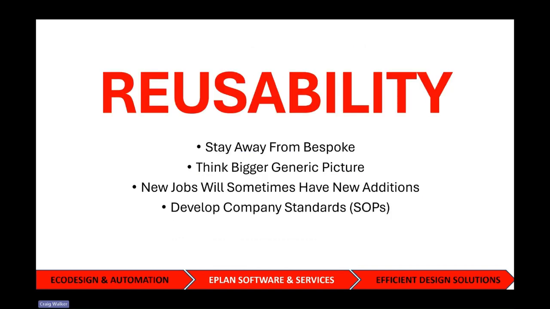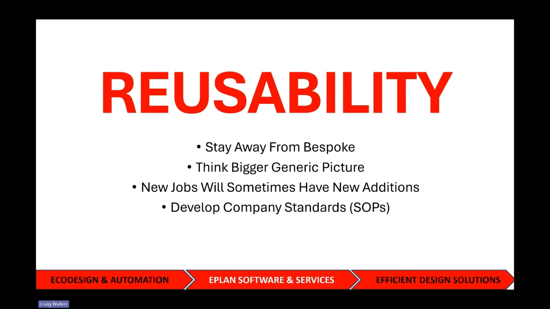So today, as I said, we'll talk about reusability. The idea of this within Eplan is to try and stay away from completely bespoke elements. You don't want to be redesigning the wheel every time. You want to think bigger, generic picture. What's a good company practice? What do we want our company's image to be in terms of the reports we present in our projects, the documentation, etc.?